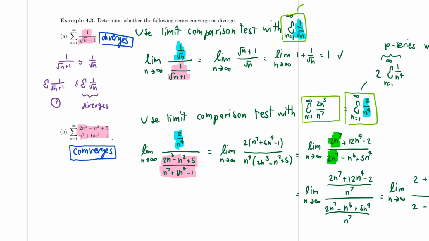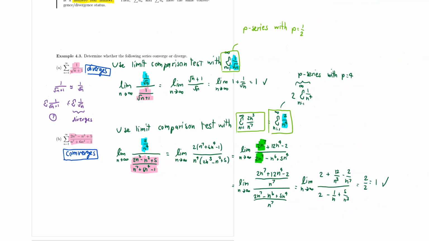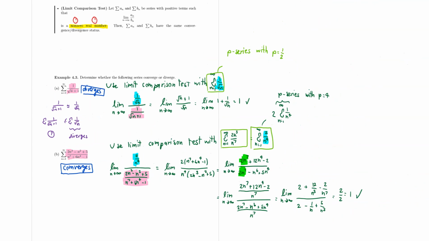So this is how the limit comparison test works. Once again, we have to find another series to compare with the original series, and the way it works is that I compute the limit of the ratio of the terms of the two series. If it turns out to be a non-zero real number, then these two series are going to have the same convergence and divergence status.